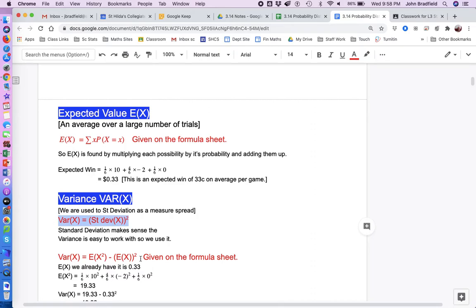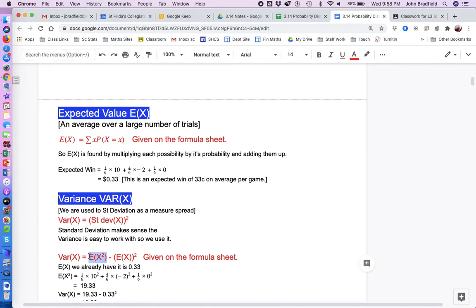Now, the formula provided is a slightly fancy looking one, but it's not as complicated as it looks. It's made up of two parts. The second part we'll look at first. The expected value squared, well, we've already got the expected value in this context, it's that 0.33. The expected value of x squared looks more mysterious than it is.